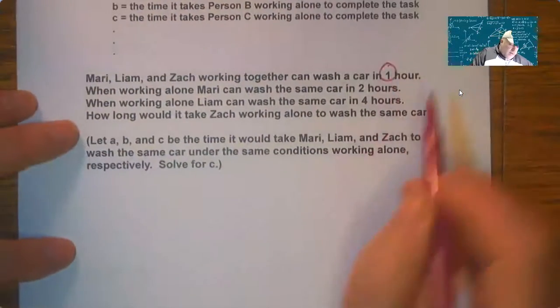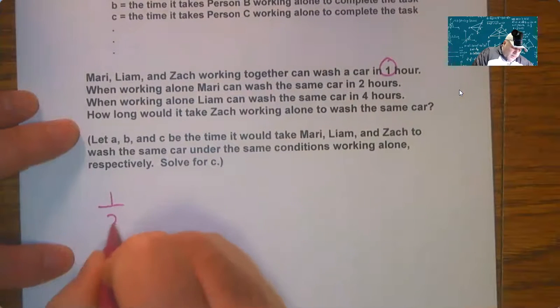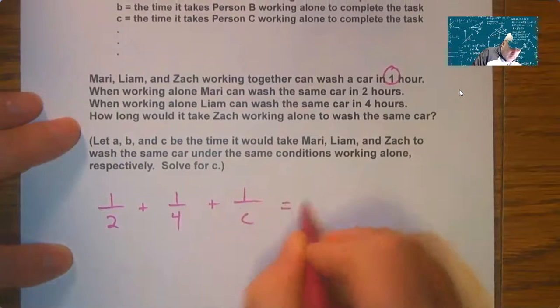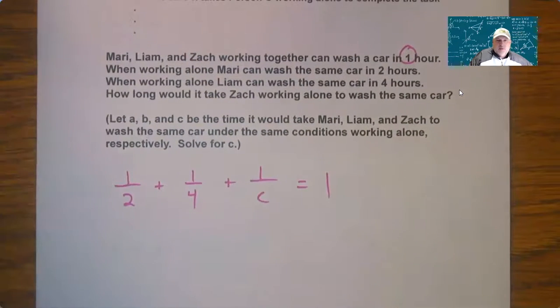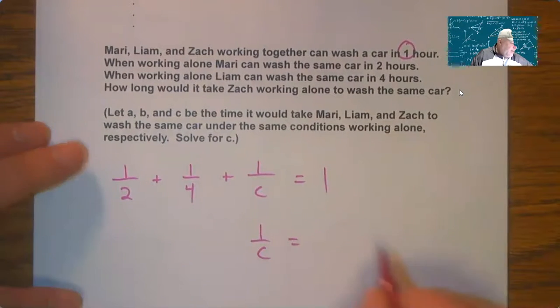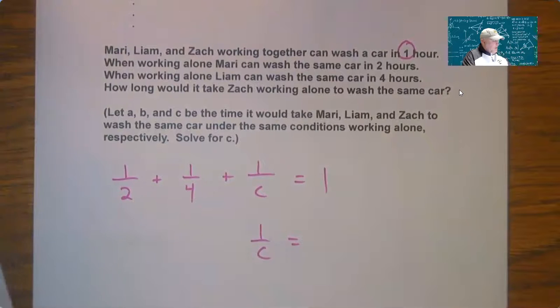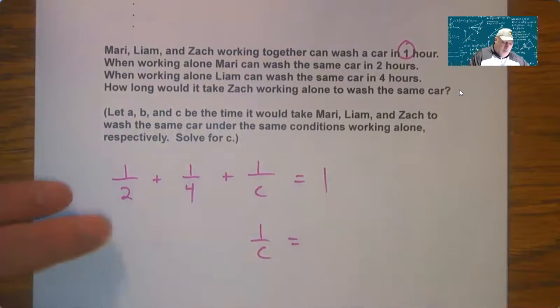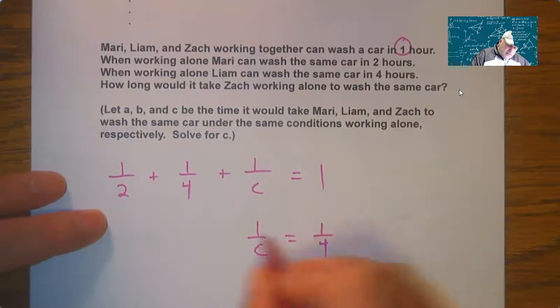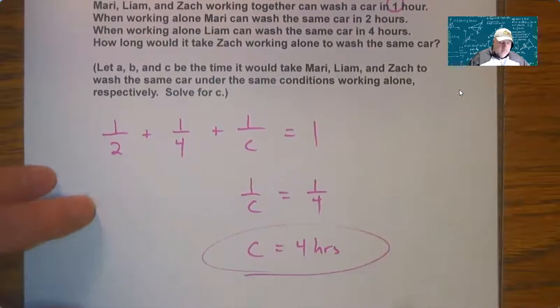Okay, so this is T right here. So we're going to have 1 over 2 plus 1 over 4 plus 1 over C equals 1. So again, these are the individual quantities of work. So Mary does half the work, Liam does a fourth of the work, and then we'll figure out C for Zach, which is his hours that he'll put in. So you just subtract the 1/2 and the 1/4 over, and that will be 1/4 actually, and then do the cross product. C times 1, 1 times 4, 4 hours. Done.